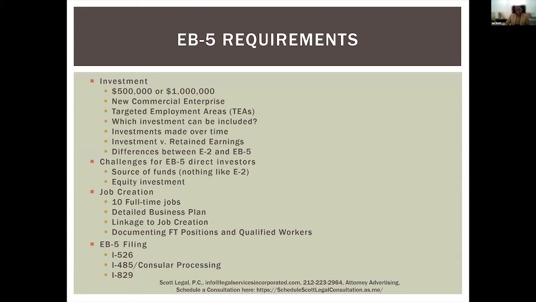And then 2 years after you get your green card, you have to file another petition, an I-829 petition, showing that you've actually hired the US workers, because keep in mind the I-526 petition is approved before you've hired the workers. Then the I-829 is showing the government that you actually have been able to hire the workers.